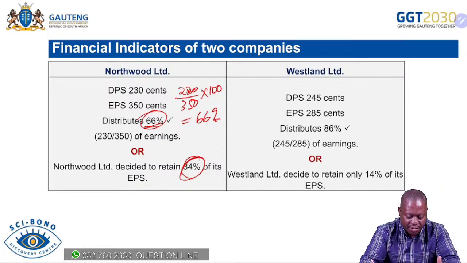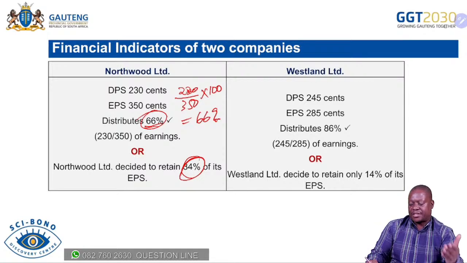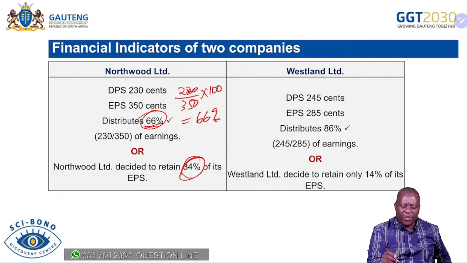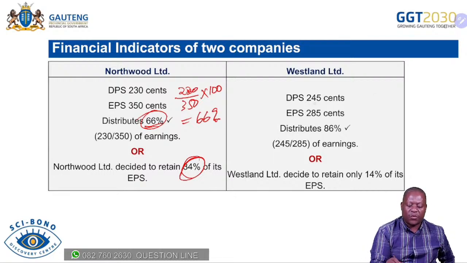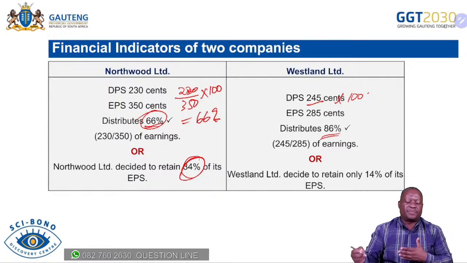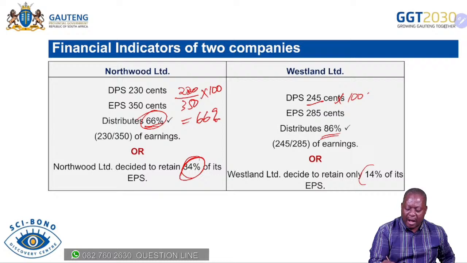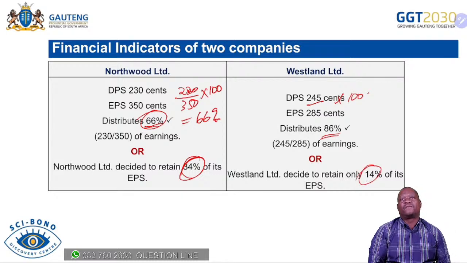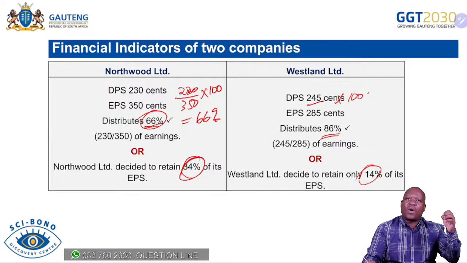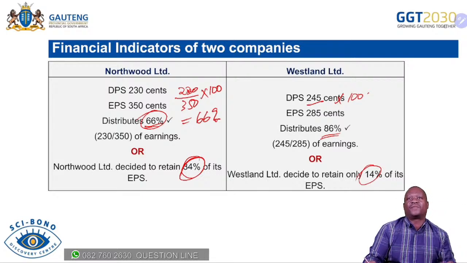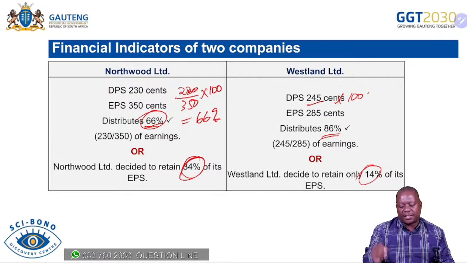That's the payout rate. Now let's go to Westland. It's 245 divided by 285, and then we multiply by 100, and it's giving us 86%. It means they are giving away 86% of the earnings. And how much are they retaining? 14%. Two companies. The one is retaining about 34% of their earnings. The other one is retaining only 14% of their earnings.